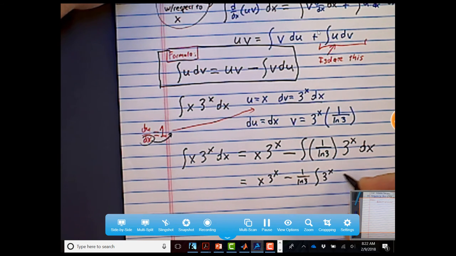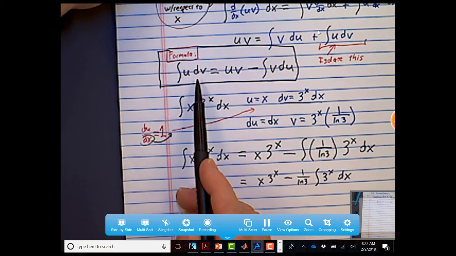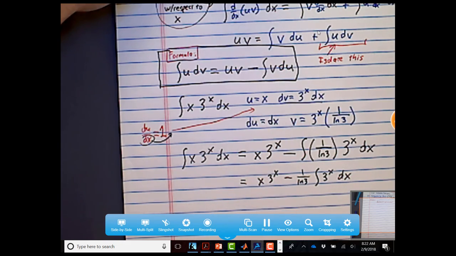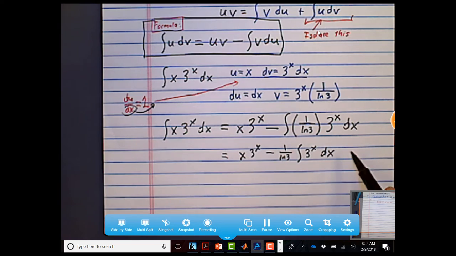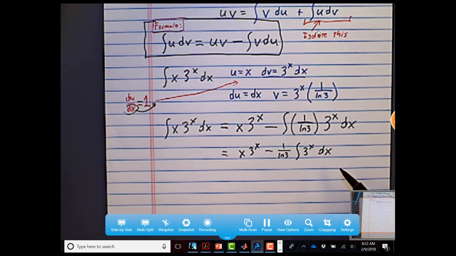Integral of 3 to the x dx. The hope is that, it's funny, you start with an integral u dv that you don't know how to do. But if you apply this formula, you get an integral that you do know how to do. And do you guys know how to do the integral of 3 to the x dx? Well, now you do, right? I just did it a second ago.